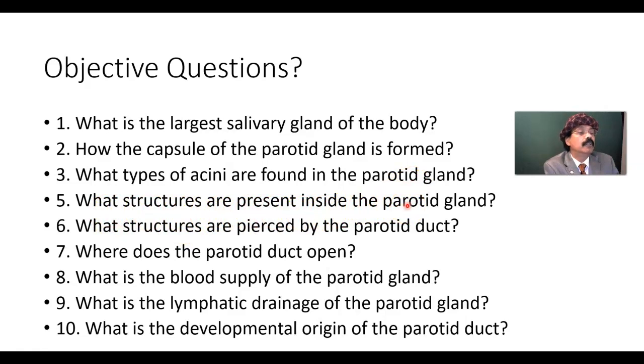What structures are present in the parotid gland? We have the formation of the retromandibular vein, the termination of the external carotid artery, and branches of the facial nerve, plus some lymph nodes. What structures are pierced by the parotid duct? The buccal pad of fat, buccopharyngeal fascia, buccinator muscle, and mucous membrane. Where does the parotid duct open? In the vestibule of the mouth, at the level of the crown of the upper second molar tooth.